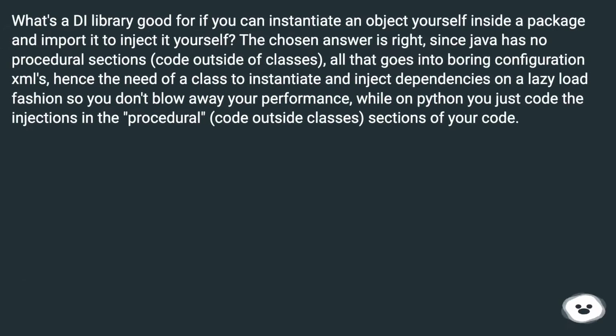What's a DI library good for if you can instantiate an object yourself inside a package and import it to inject it yourself? The chosen answer is right, since Java has no procedural sections, code outside of classes, all that goes into boring configuration XMLs, hence the need of a class to instantiate and inject dependencies in a lazy load fashion so you don't blow away your performance, while in Python you just code the injections in the procedural sections of your code, outside classes.